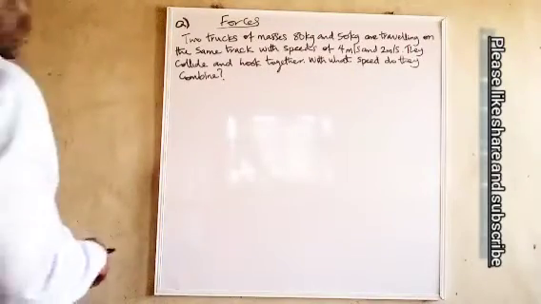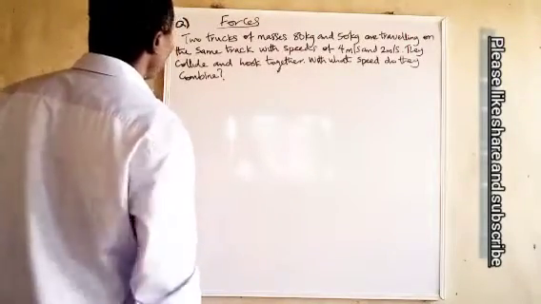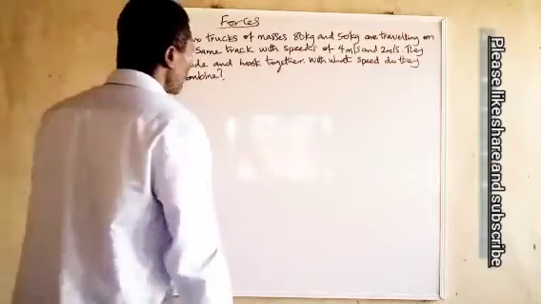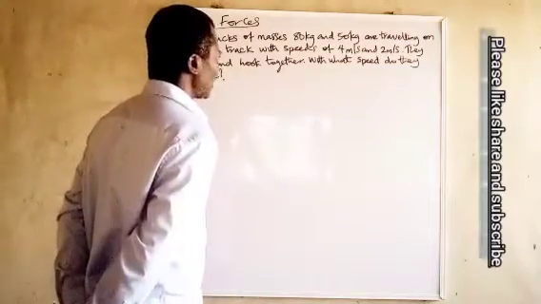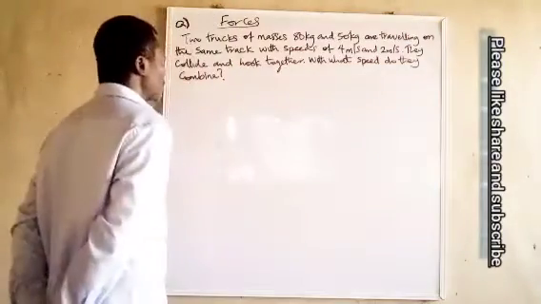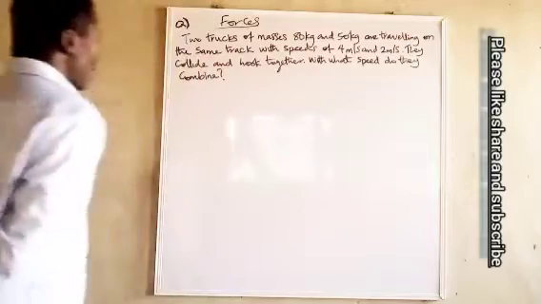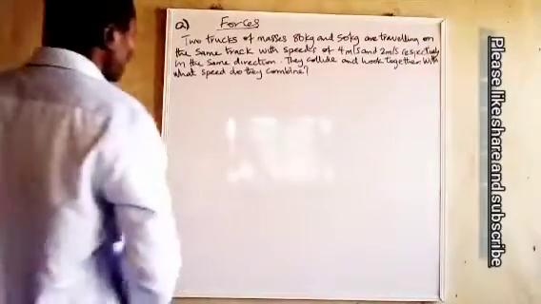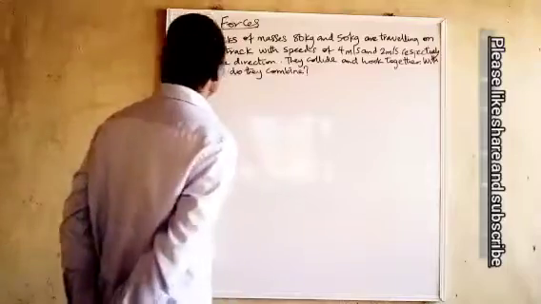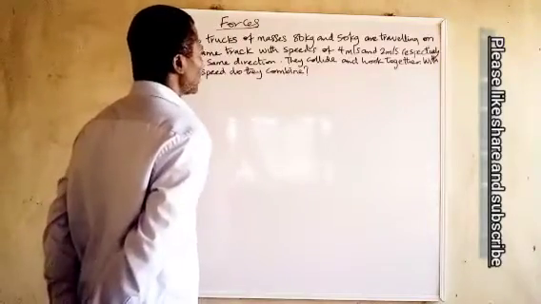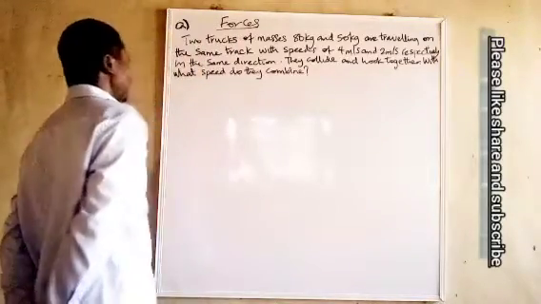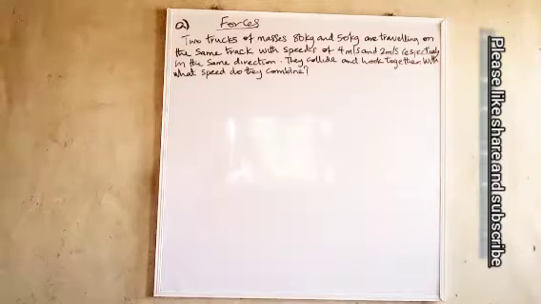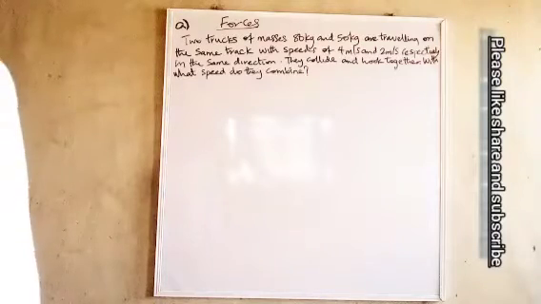Two trucks of masses 80 kilograms and 50 kilograms are traveling on the same track with speeds of 4 meters per second and 2 meters per second respectively in the same direction. They collide and group together. With what speed do they combine?